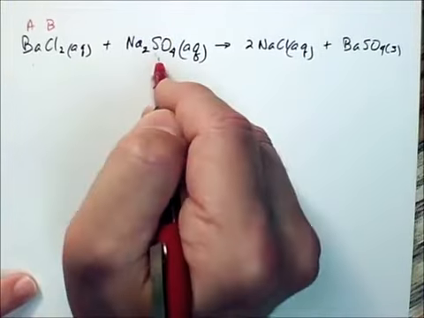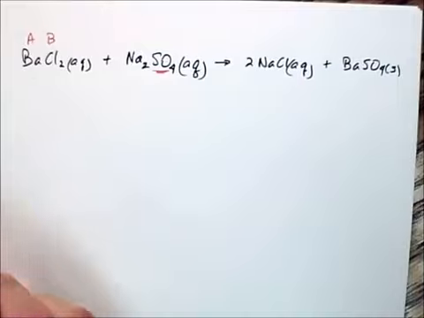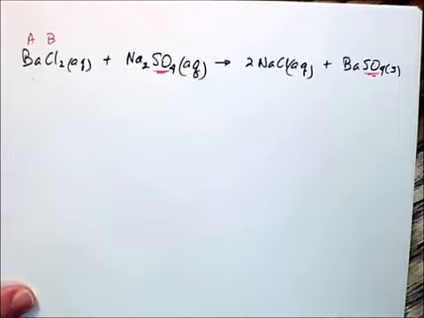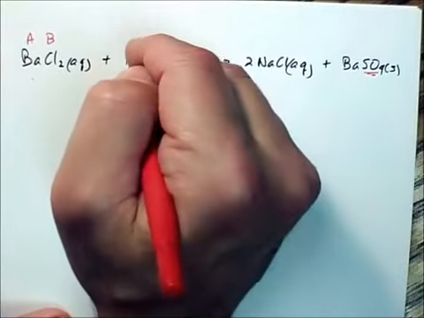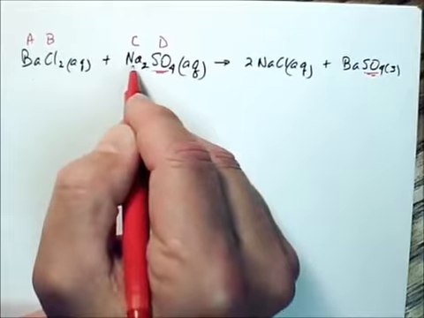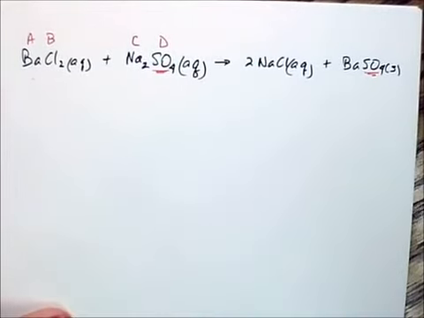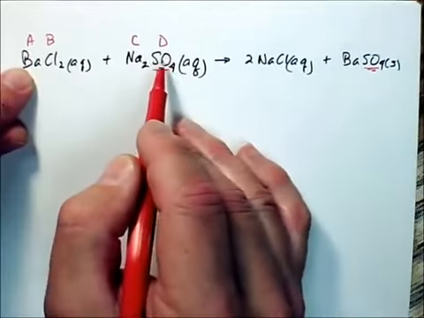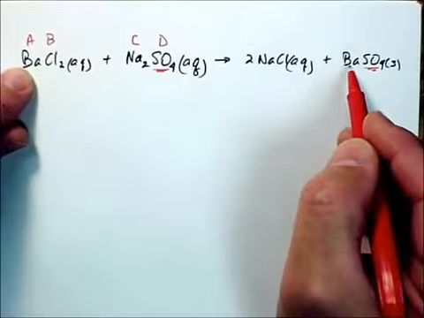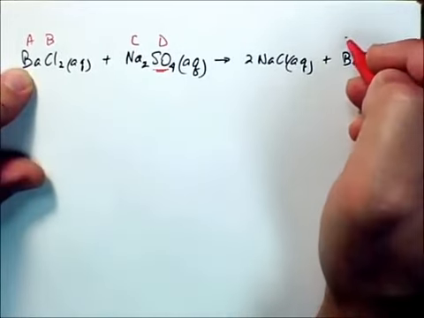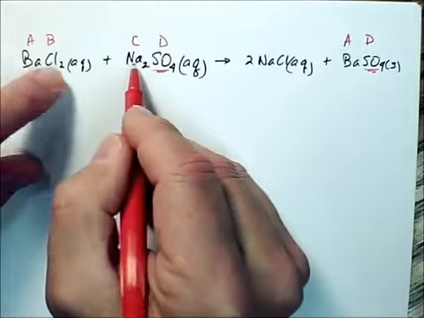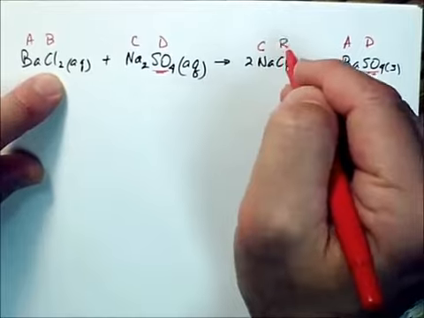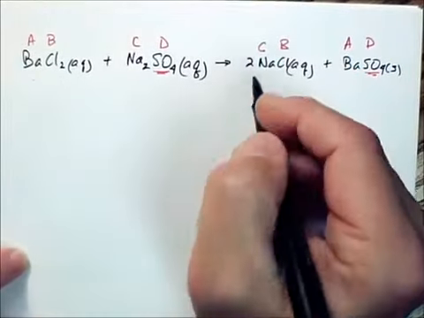So this part of this compound very likely is going to act like one thing. And sure enough, it remains the same over here. So that's going to act like a single part. We can call this then C and D. Na is C, SO4 is D. And if you do it that way, you can see Ba, the A part, is going to join up with SO4, the D part. A, D, Ba and SO4. Na then is joined up with Cl, so that's C and B. And that's what a double replacement reaction looks like.